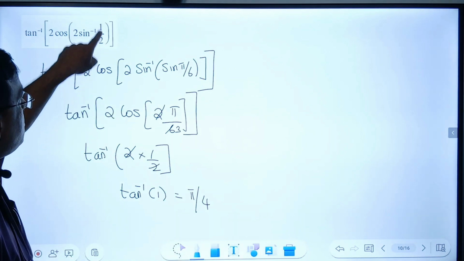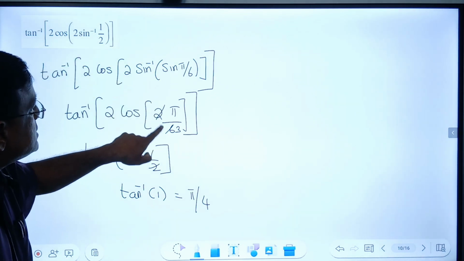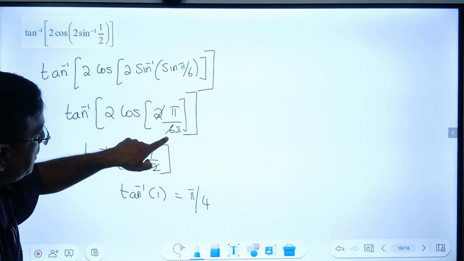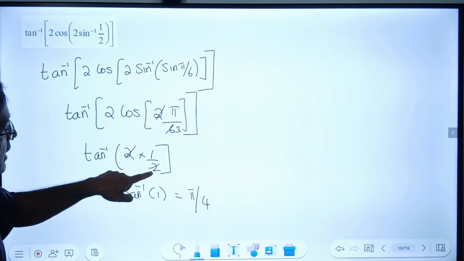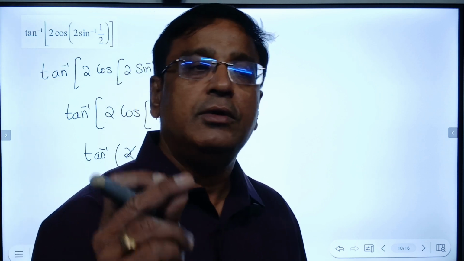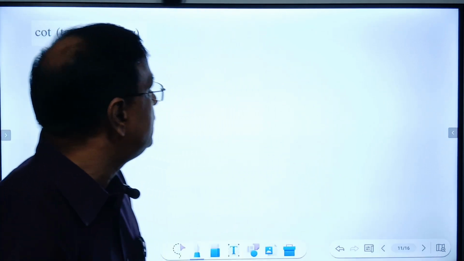So start with half, that is sine pi by 6. Sine inverse of sine pi by 6 is pi by 6. Already there's a 2, they get cancelled. You get pi by 3. But cos pi by 3 is 1 by 2. There's a 2, they get cancelled. So I get tan inverse of 1. Tan inverse of 1 is nothing but pi by 4. Fatafat, you get the answer. It's not at all difficult. I hope all these are clear to you.